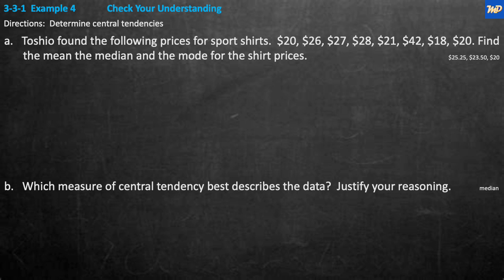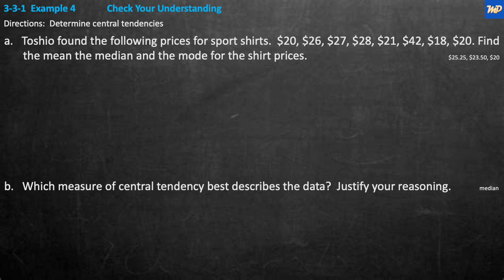Okay, example 4, check your understanding. Determine the central tendencies. They want us to find the mean, the median, and the mode of these sports shirts that Toshio found at different prices, ranging from $18 to $42. There are 8 different shirt prices. So go off and calculate the mean, the median, and the mode. Try to answer question B, see what you come up with, and come on back and we'll do them together.